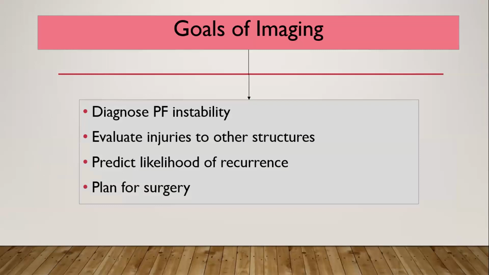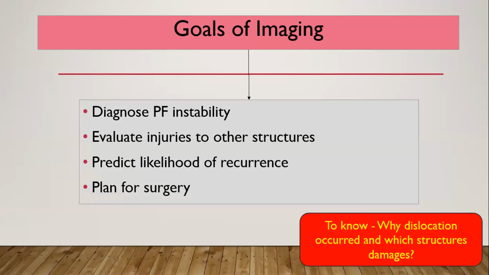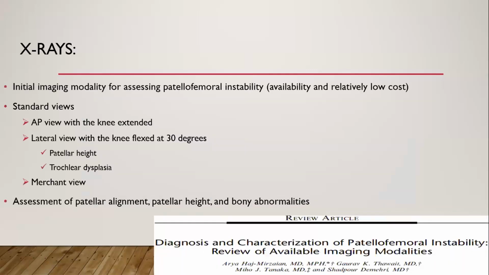So coming to the goals of imaging, it helps in diagnosing patellofemoral instability, to evaluate other injuries, and also to predict the likelihood of recurrence. It also helps in planning for surgery. So the aim of imaging is that we have to know why the dislocation has occurred and which structures are damaged. Coming to X-rays, X-rays are the most available and relatively low-cost modality.